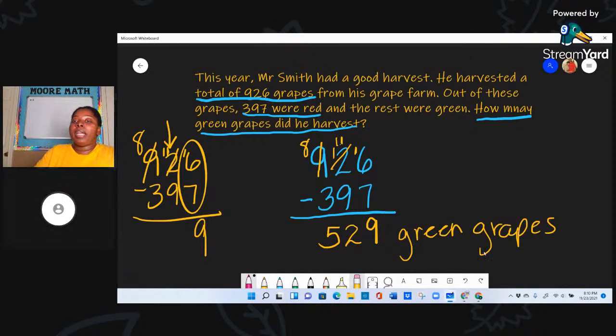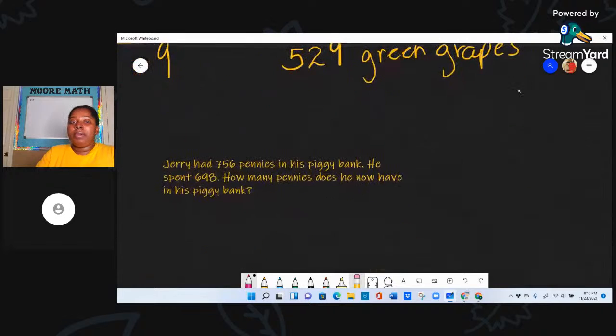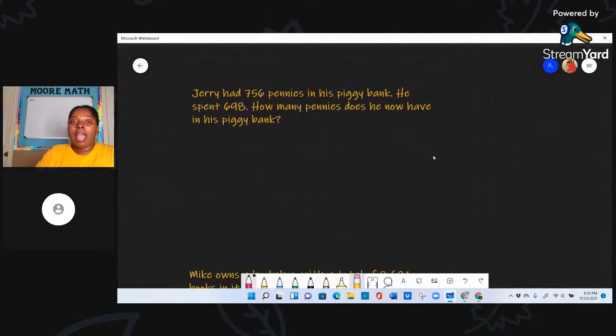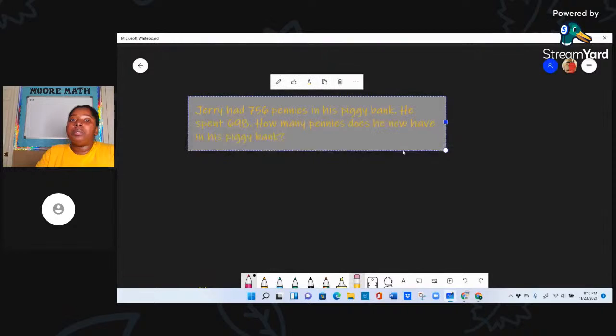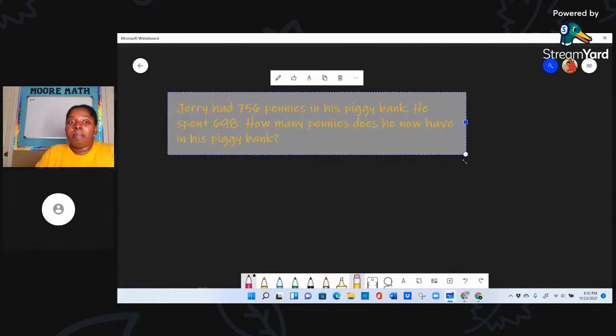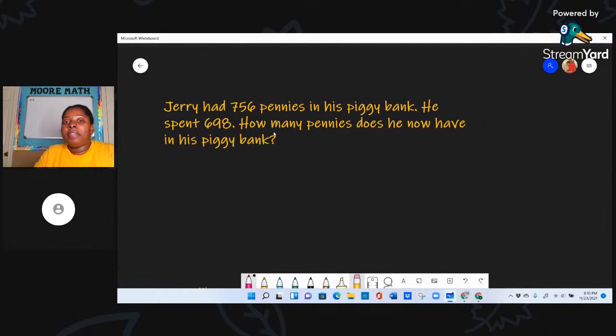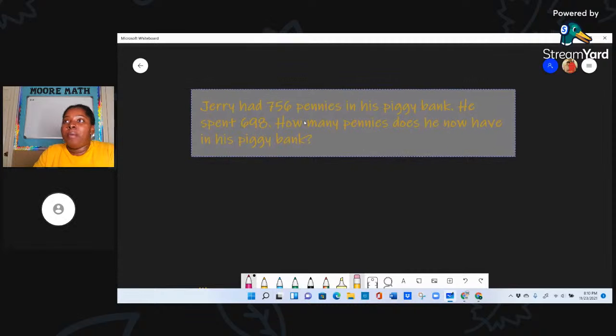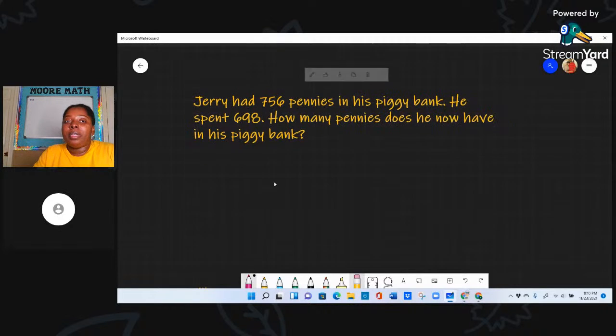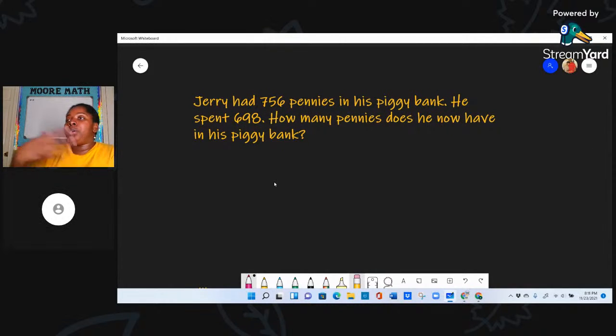Okay, so here's what I'm going to do. I'm going to give you another problem, and I want you on a separate sheet of paper to solve this problem. And then I want you to write down how you know your answer is correct. What did you do to solve the problem? So solve it first and then write down an explanation. Write down exactly what you did so that you know your answer is correct.